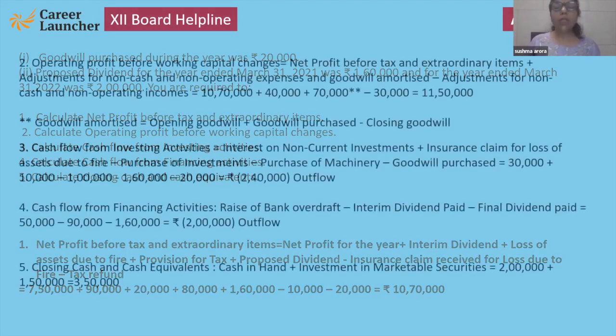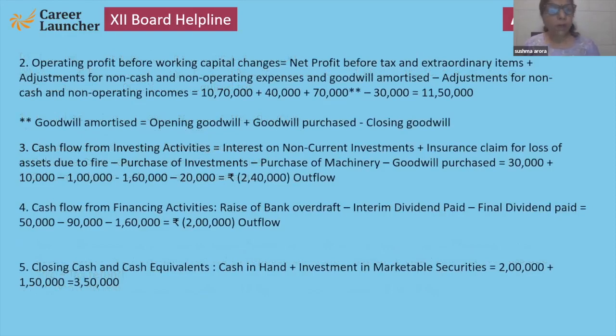Now, how to calculate OPBWC? For calculation of operating profit before working capital changes, we should add goodwill write-off, preliminary expenses write-off, depreciation write-off. 3 things: goodwill, preliminary expenses, depreciation, loss on sale of fixed asset, and expenses or interest paid on issue of debentures or loan. 2 things we have to subtract. Just opposite of it, gain on sale of fixed asset or interest, dividend received.